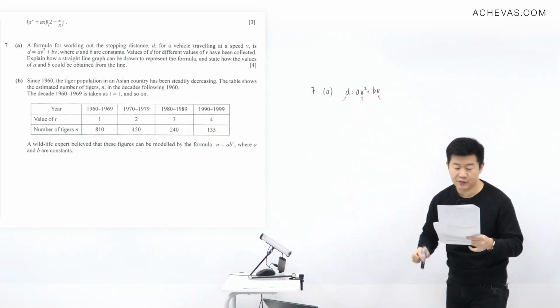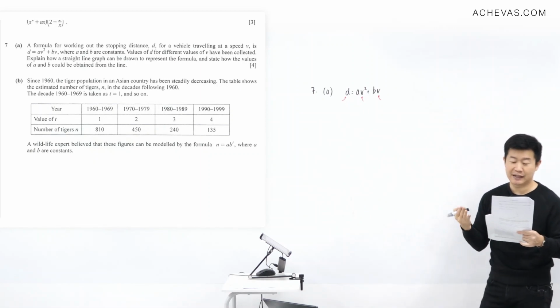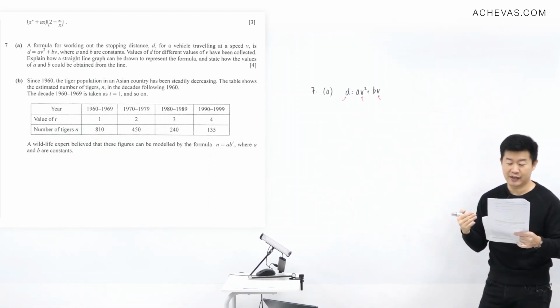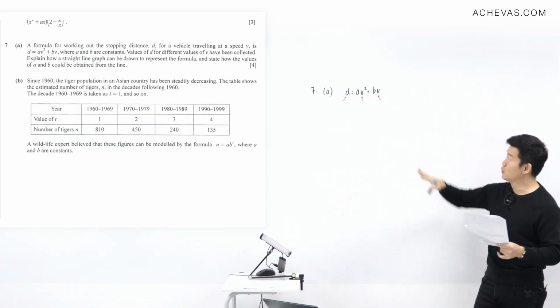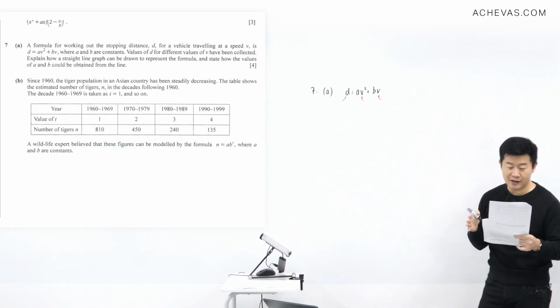And by making use of the fact that we are actually going to be getting different values that are going to be collected for d and v, let's try to think of a way to draw this as a straight line.